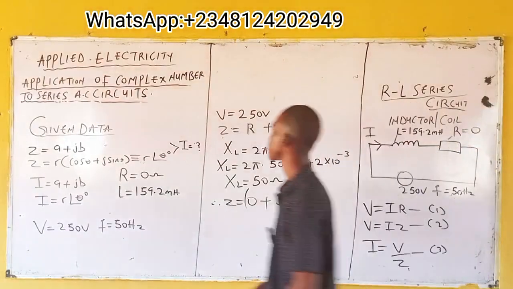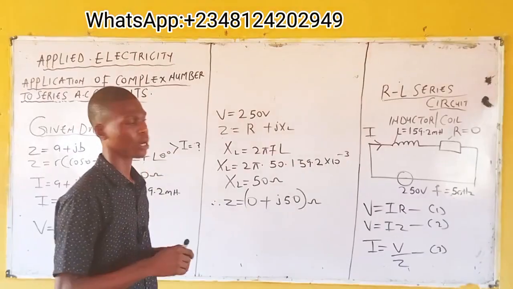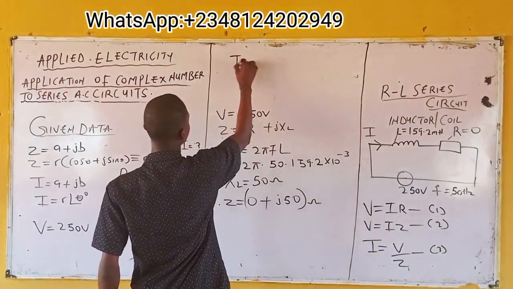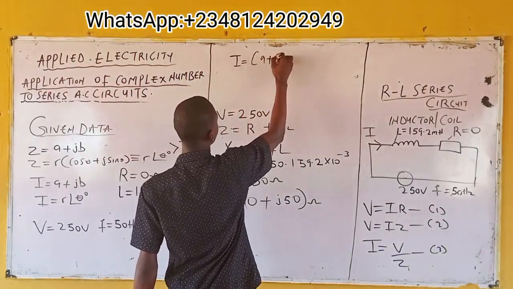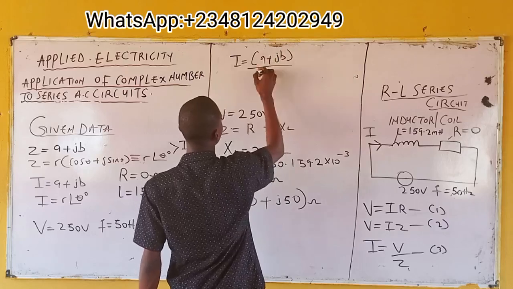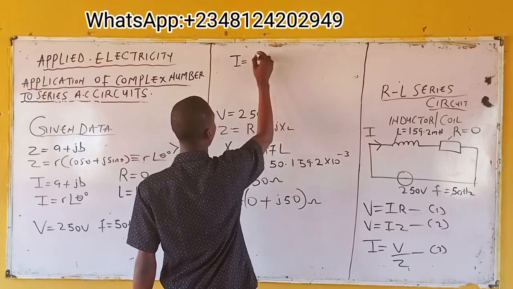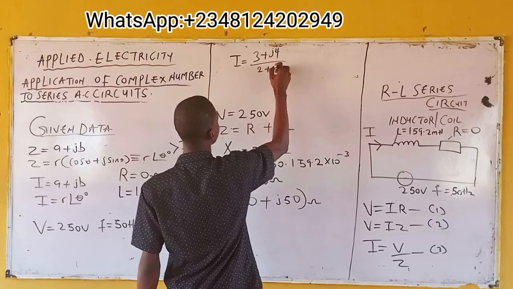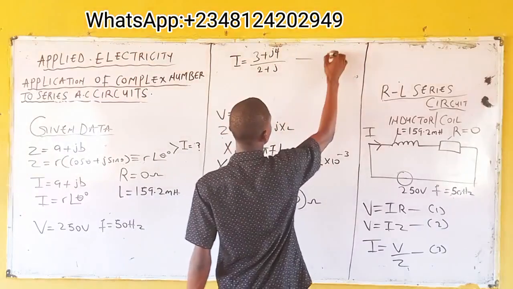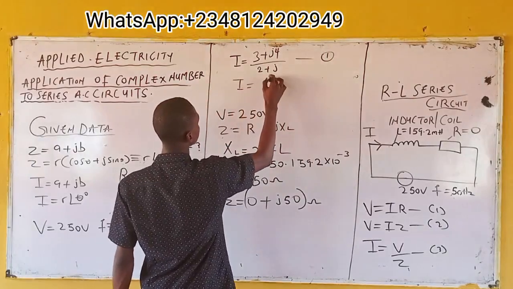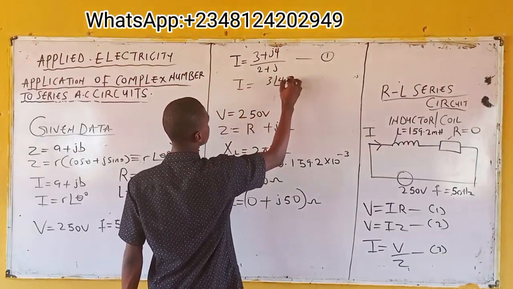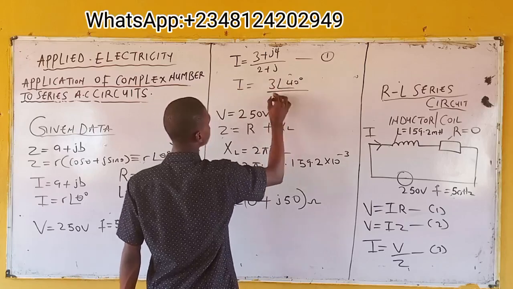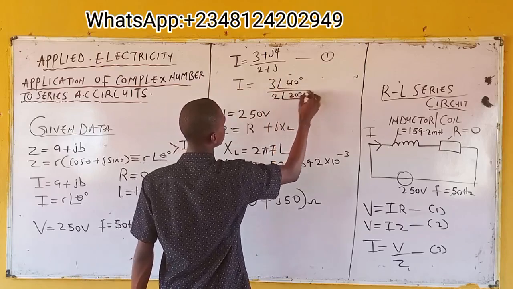Okay, now from here, let's go back to complex numbers. In complex numbers, we have I equals A plus jB over something, but let me use numerical values. Let's say I is equal to 3 plus j4 divided by 2 plus j. Call this 1. Then, say I is equal to 3 at 40 degrees divided by 2 at 20 degrees. Call this 2.